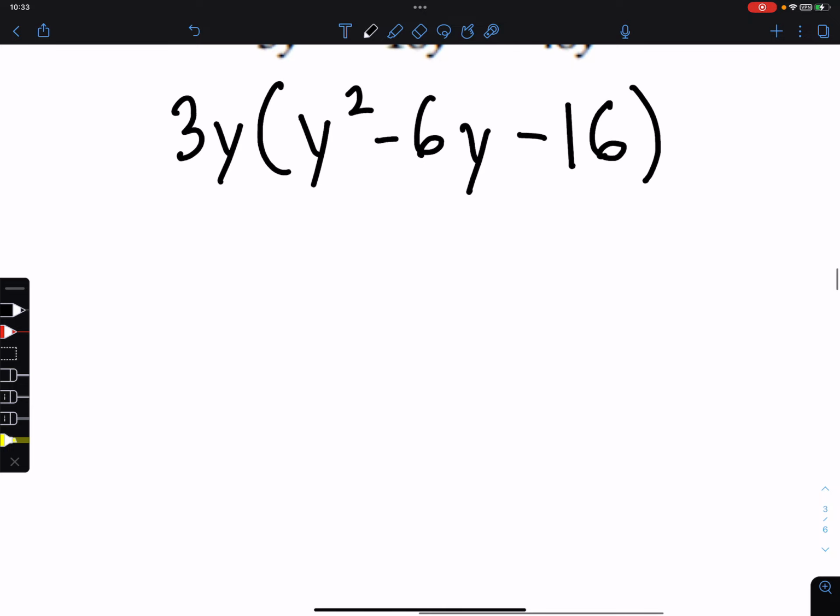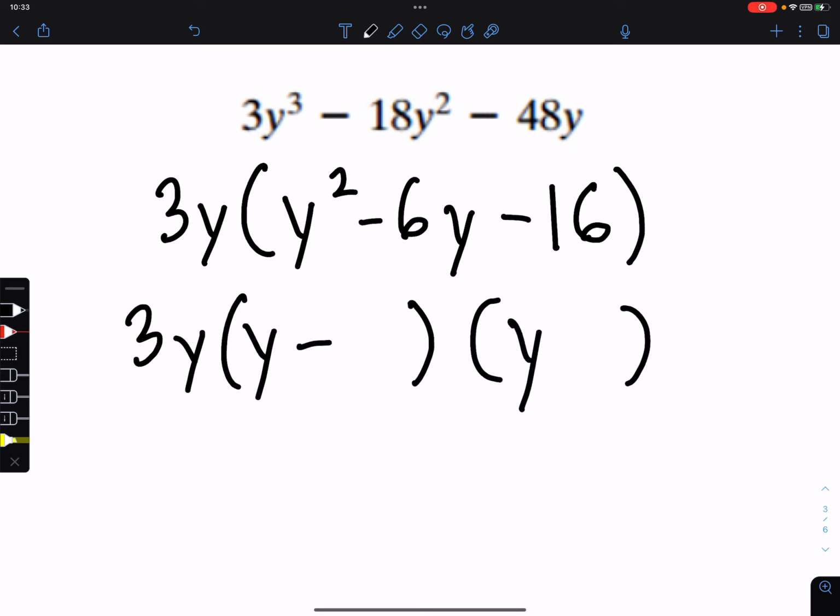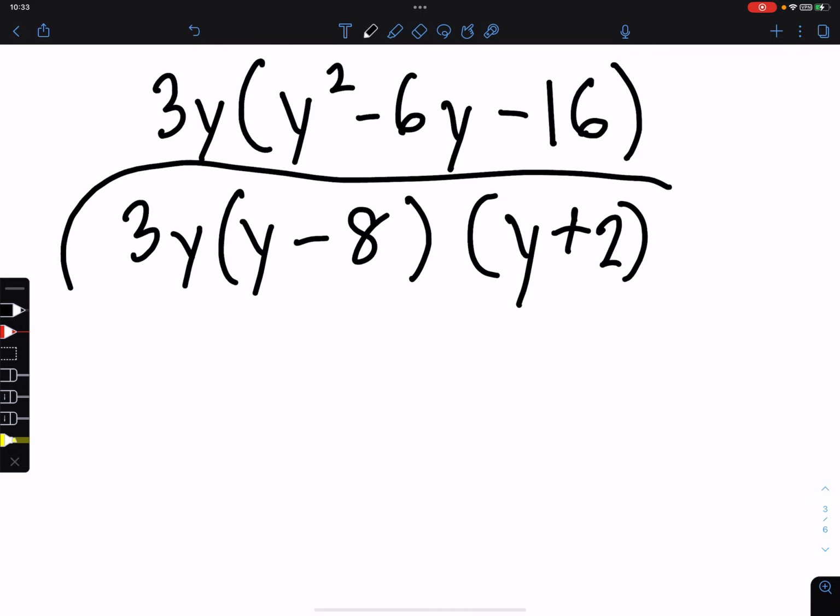Okay. Now, can we go more? Can we go more? Yes. 3y, right? And you put down the two parentheses, y and y. This has to be minus 8 plus 2, and yeah, that works out. So this is our final factorization.